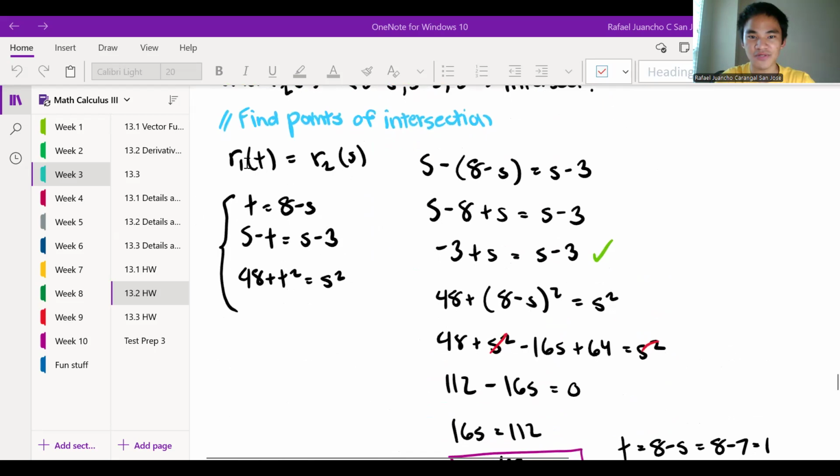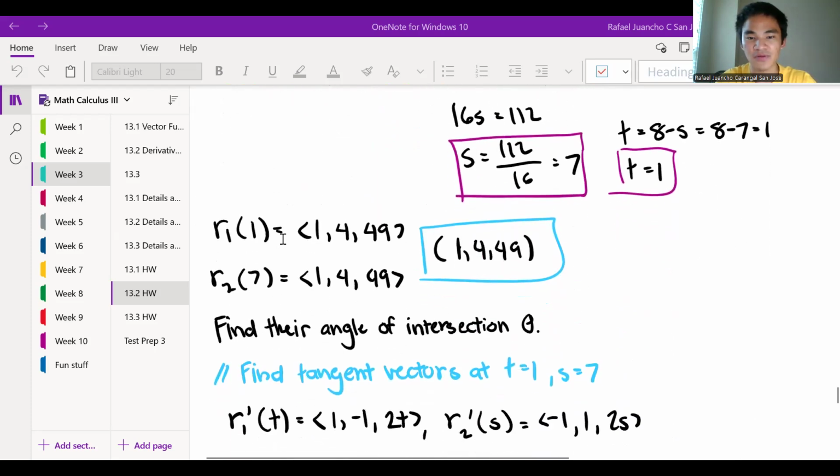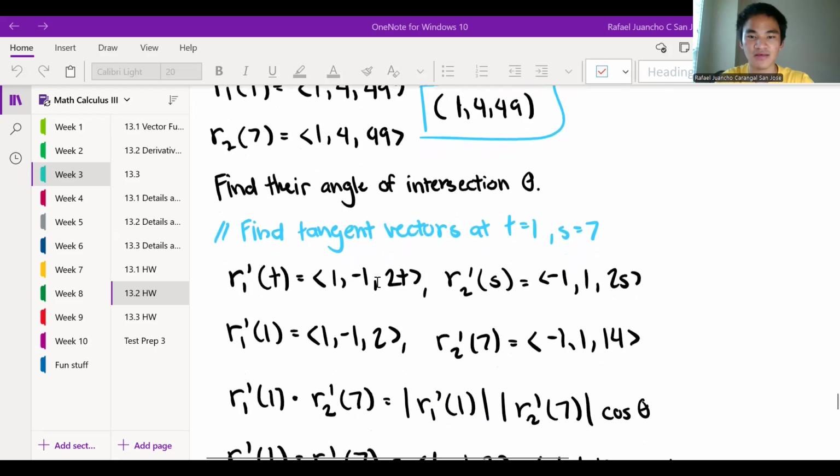So the first thing we did was we equated the two curves or the two vector functions. And so we equated each of their corresponding components, the x, y, and z. And then we solved for s and t. And we were able to get a point in which both of their paths intersect, which was 1, 4, and 49. And then we were being asked what's the angle of their intersection.